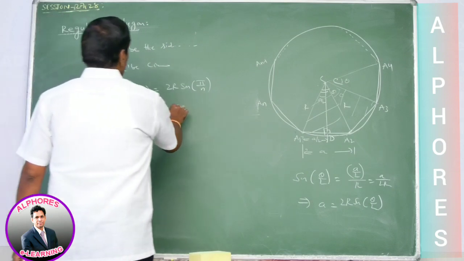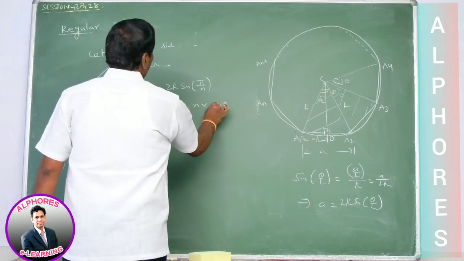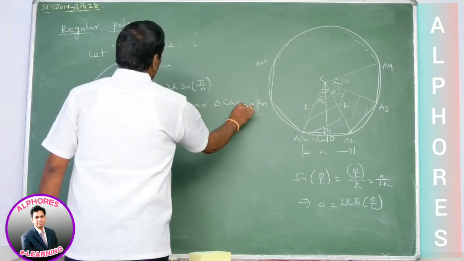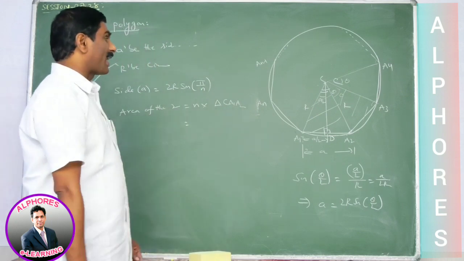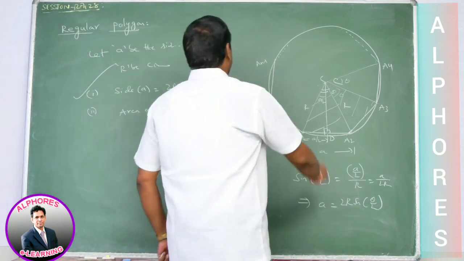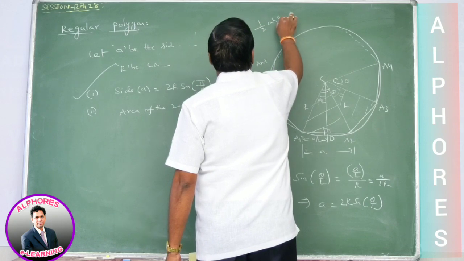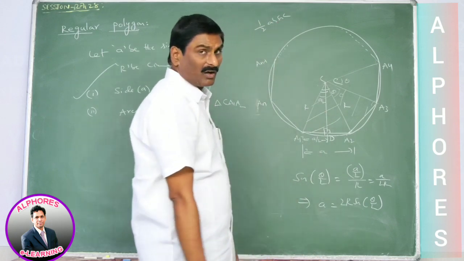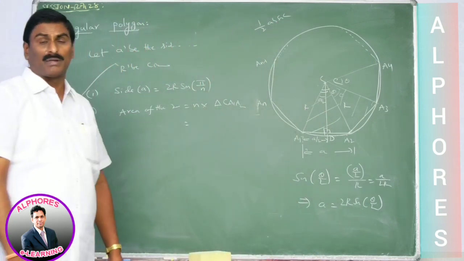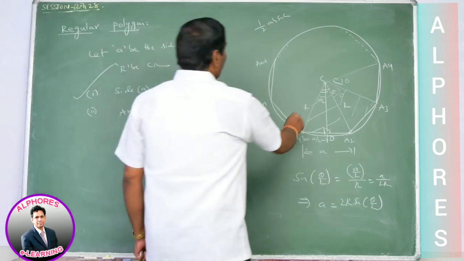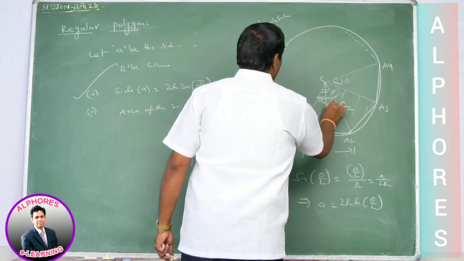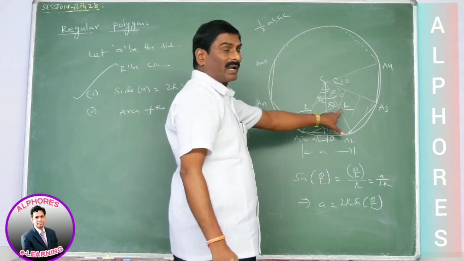So, area of the regular polygon is equal to n into the area of triangle CA1A2. If two sides and the included angle are given, what is the area of the triangle? In properties of triangles, we know the area of the triangle is 1/2 ab sin C, 1/2 bc sin A, 1/2 ca sin B. Here, R and R are two sides and theta is the included angle.